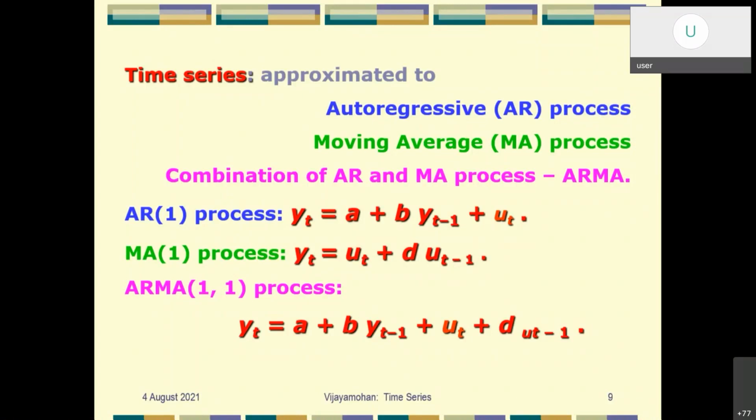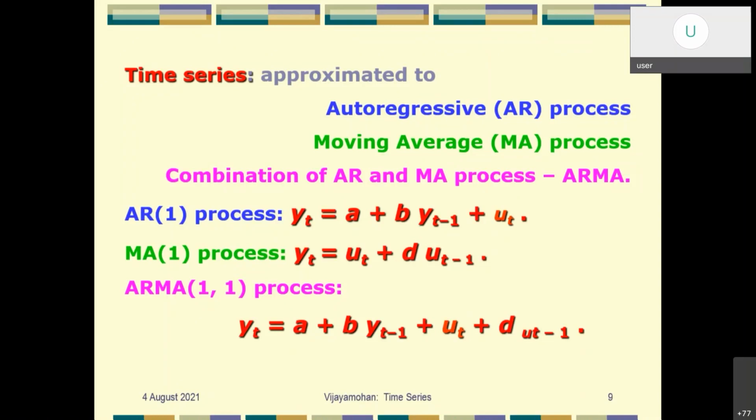Then, after about 20 years, around 1956, a very famous Swiss mathematician, Hermann Wold, combined AR and MA process, and we have a theorem by him called the decomposition theorem. That decomposition theorem combines AR and MA process, and thus we have a new model, that is ARMA, autoregressive moving average process.